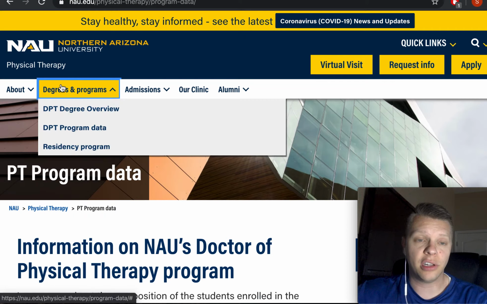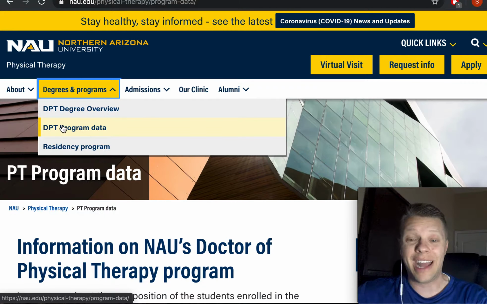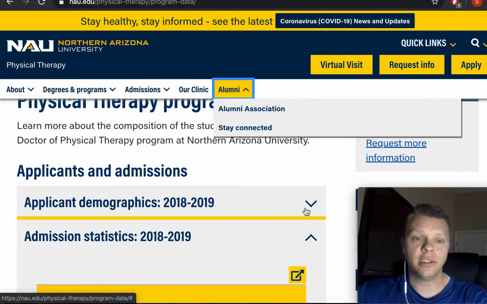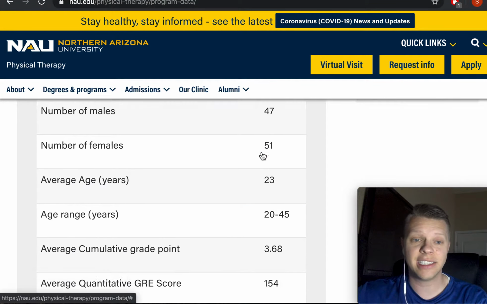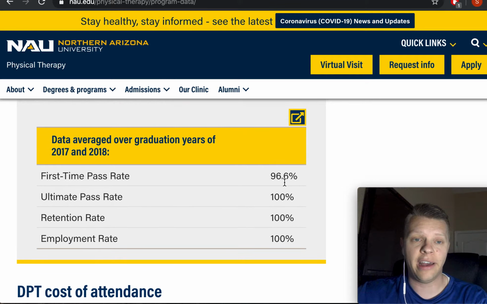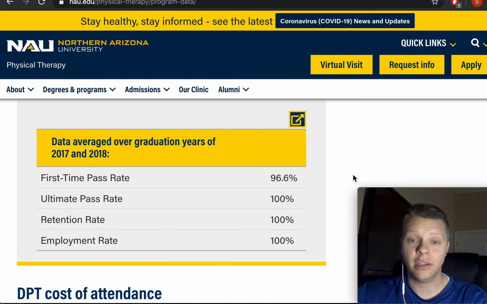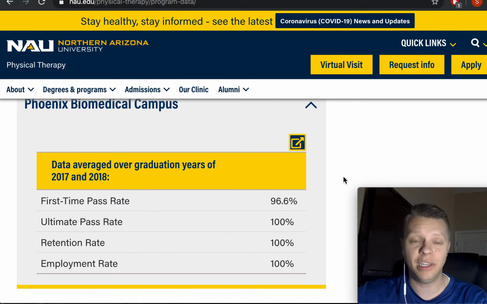So a lot of times you're going to look under the tabs. Program data or student outcomes is another very popular tab that you'll find this information under. And then you're just going to scroll down. They have a lot of their admission statistics, but then you also have the graduation statistics for these DPT program classes.